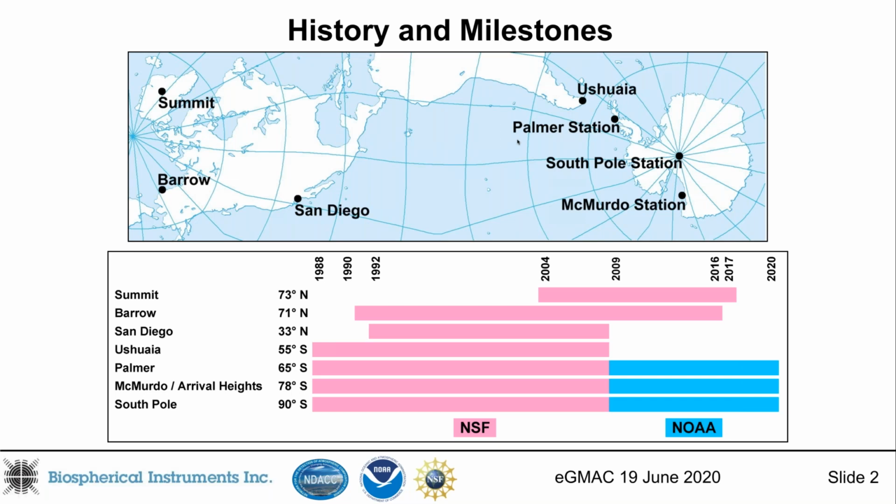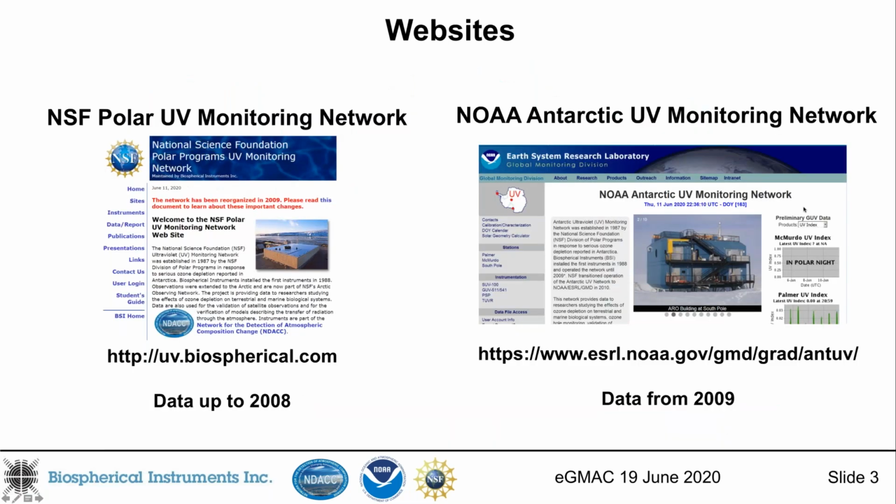Well, back in about 2008, the NSF said, we are really an agency for transformative research and not funding long-term monitoring, so you have to find a different solution. And we are very grateful that NOAA GML stepped in and took on those measurements that continue until today. The websites of the old NSF Polar UV Monitoring Network and the new NOAA Antarctic UV Monitoring Network are still up and running, and you can find the data there. Just Google Antarctic UV monitoring, and you should find links to both of those websites.